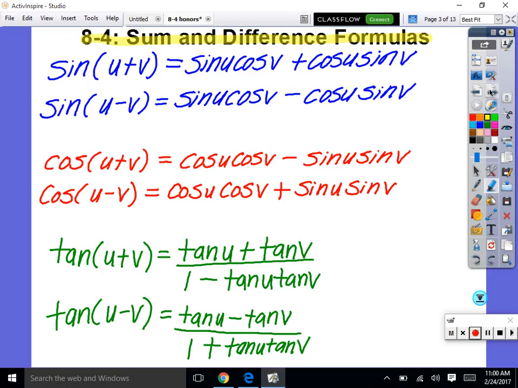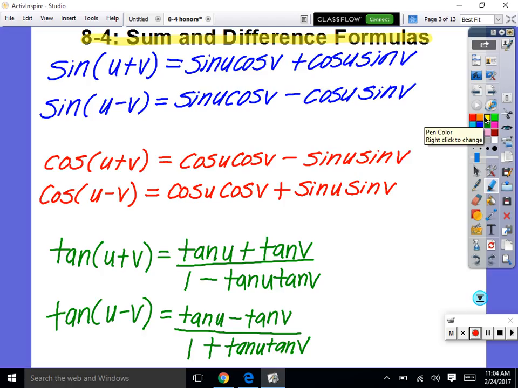Cosine of u plus v is equal to cosine of u cosine of v minus sine u sine v. Anyways, I don't need to read them because you're probably writing them down. So I'm just going to let you write them down, and I'm going to give you a trick to help you remember these. Kind of a dumb trick, right, because I have to do this kind of thing to help me memorize. In math, there's quite a bit of memorization sometimes involved.